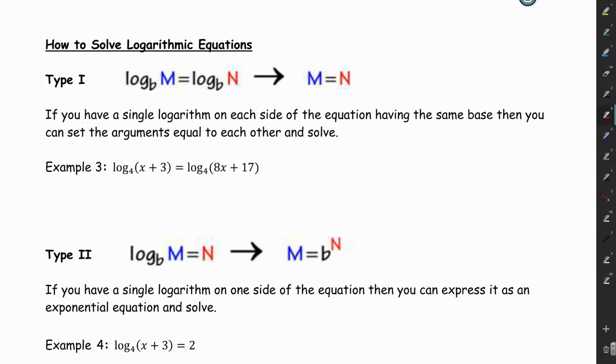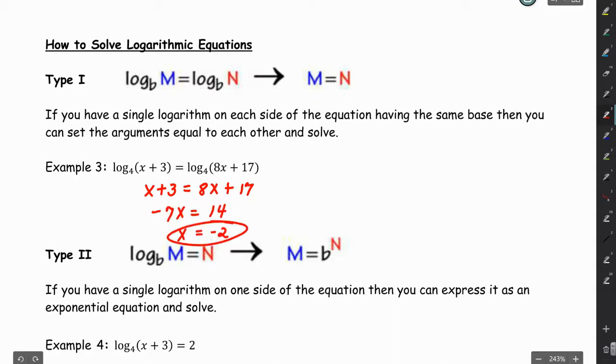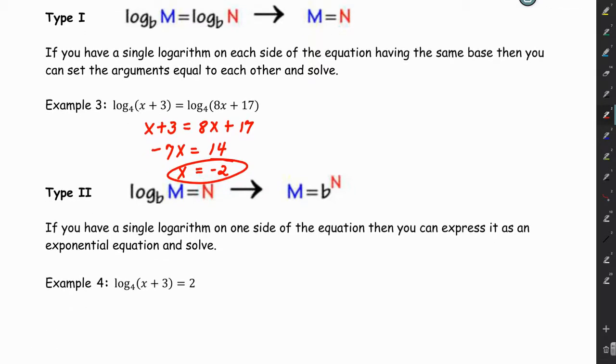We have 2 different types when we're solving a logarithmic equation. We either start out where we have log to the same base on both sides, so therefore we can just take that away, and end up with what's here. Right? So if you have a single log on each side of the equation having the same base, then you can just set this equal to this and proceed from there. So we're going to get x plus 3 equals 8x plus 17 and solve for x. So x equals -2.